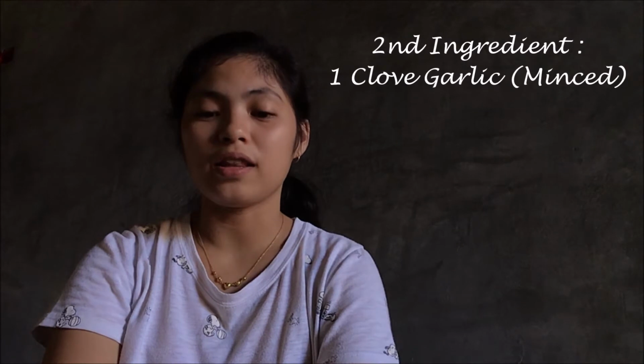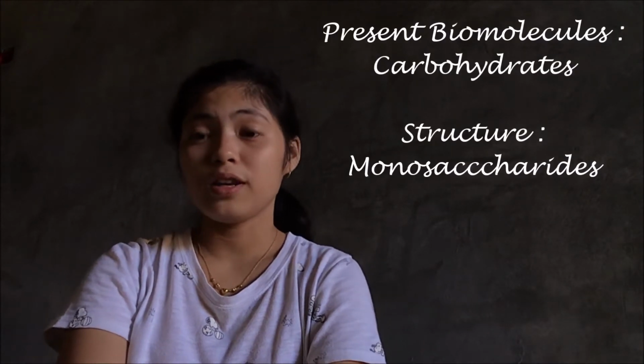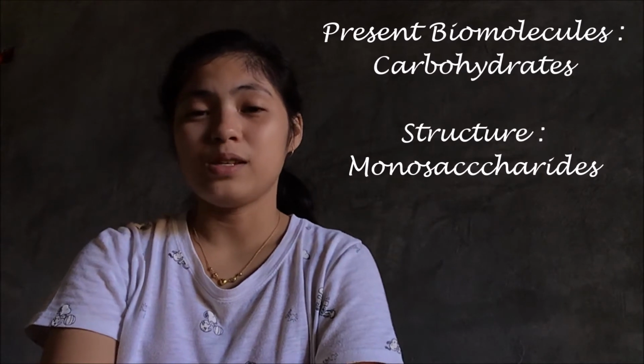The second ingredient will be the one clove garlic, minced. Carbohydrates is still the present biomolecule, and the structure of this is monosaccharides. It is widely used as a traditional remedy for the treatment of diabetes.